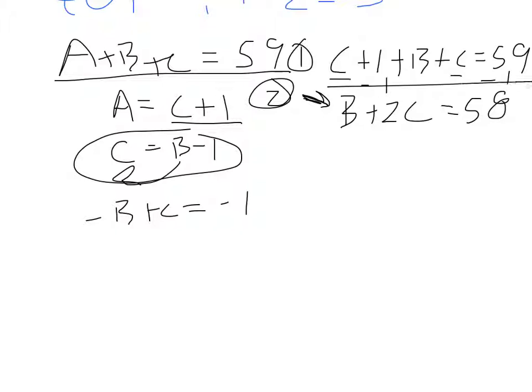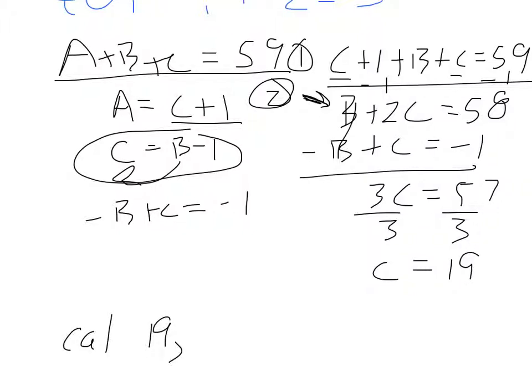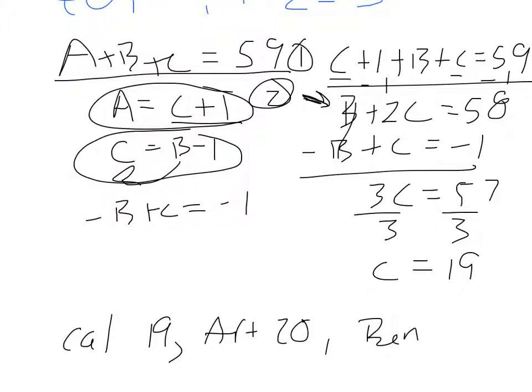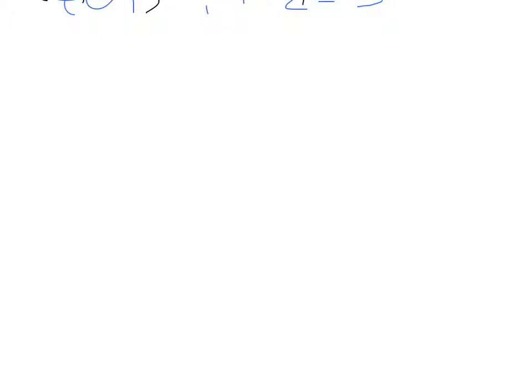Write that over here. Negative B plus C equals negative 1. Add these up, the B's cancel, so we get 3C equals 57. Divide by 3, and we get C equals 19. So Cal is 19. Now, right here, Art is a year older than Cal, so Art is 20. And Cal is 1 year younger than Ben, so if you add 1 to Cal's age, Ben is also 20 years old. So that's the way that one works. So hopefully that makes sense.